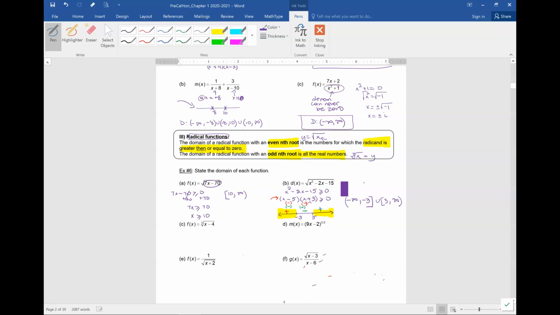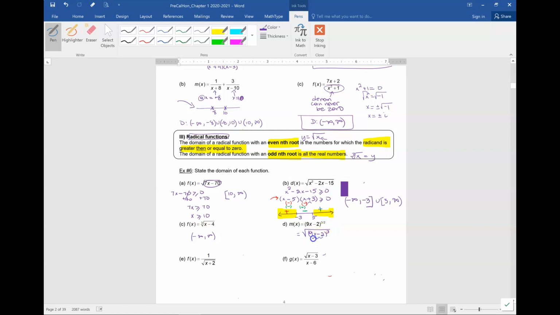Okay, let's do one more. Cube root of x minus 4. Cube root means domain is all real numbers. What about this little guy? Well, this 9x minus 2 to the power of 3 over 2, this is actually the square root of 9x minus 2 cubed.